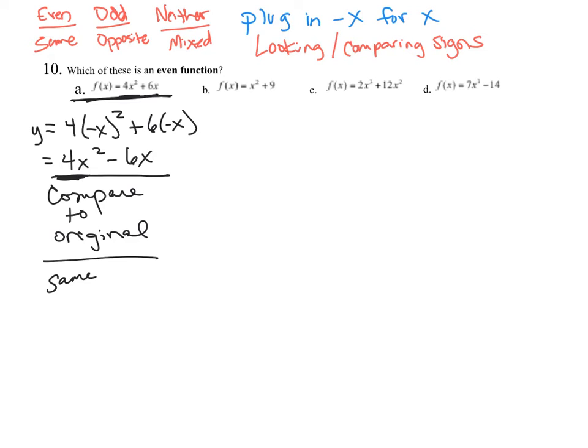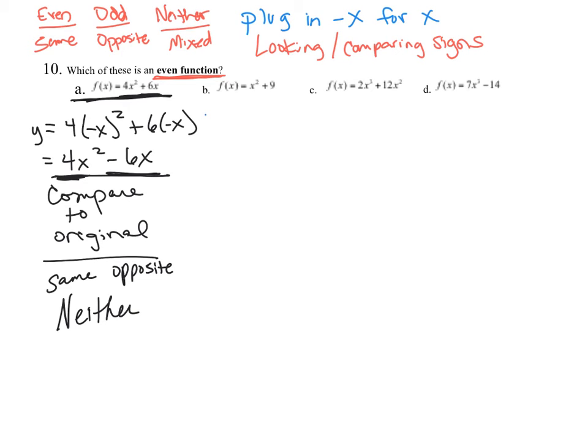And then we have positive 6x and negative 6x. So those are opposite. Okay, so if they're all the same, they're even. If they're all opposite, they're odd. But if they're mixed, then they would be neither. Okay, and we're looking for, what are we looking for? We're looking for an even function. Okay, so let's do the next one.